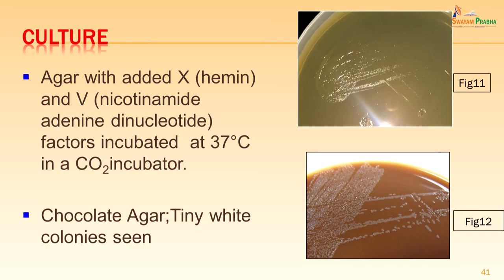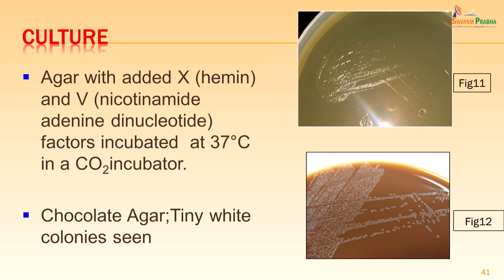Haemophilus influenzae is fastidious in its growth requirements. Just like human beings require vitamins, some bacteria also require vitamins, and factor X and factor V are known as bacterial vitamins which are required by Haemophilus influenzae to grow. Factor X is essentially hemin, and it is required by the bacteria for producing its respiratory enzymes and carrying on with its respiratory activity.